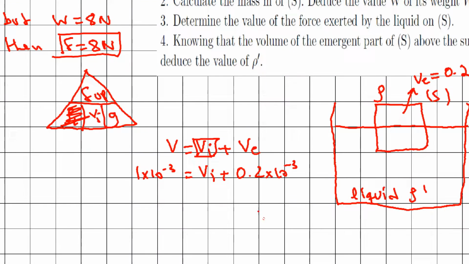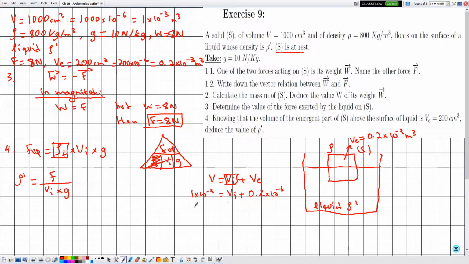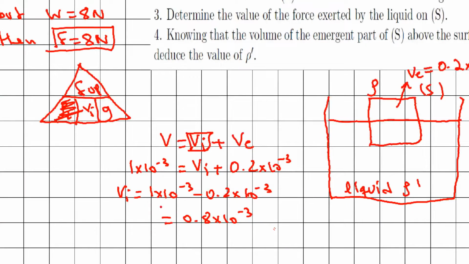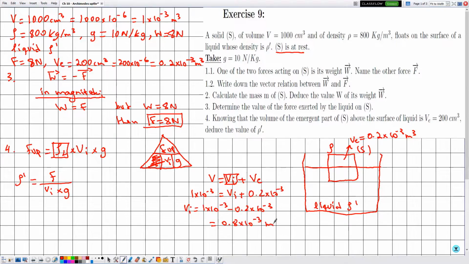Now, what's the type of this equation? This is a linear equation with one unknown. The unknown is Vi, so we put Vi on one side and all the other numbers on the other side. So Vi is given by 1 times 10 to the power minus 3 minus 0.2 times 10 to the power minus 3. Plugging this on the calculator, the volume Vi is given by 0.8 times 10 to the power minus 3. Since both volumes here are expressed in meter cube, the volume Vi will be expressed in meter cube. So this is the immersed volume.